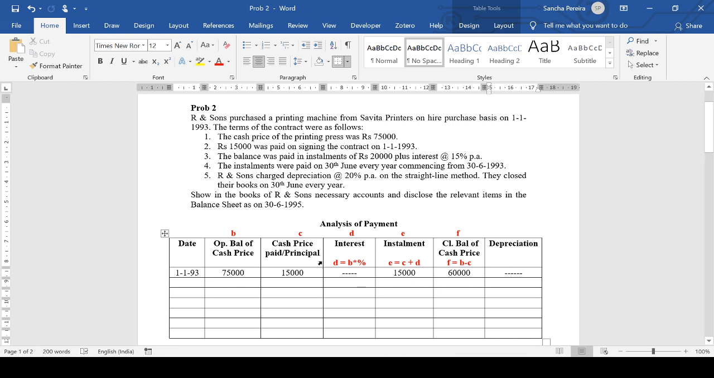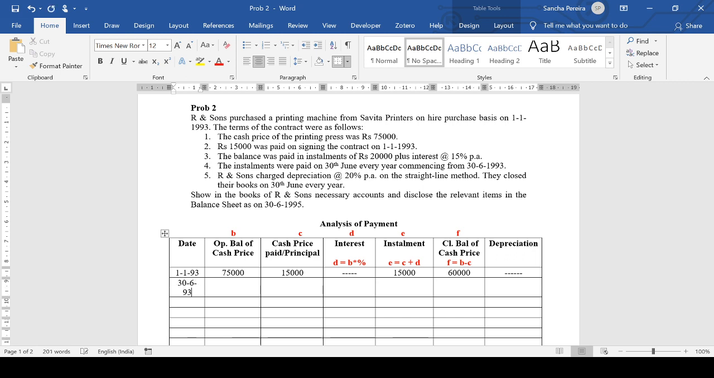Now the next entry happens for the payment of the installment. The installments were paid on 30th June every year commencing from 30th June 1993, and the firm also closes its books on 30th June every year. So this is also very important. Normally it would have been 31st December a year later, but here we bought the machine in the middle of the year because this firm follows the financial year 1st July to 30th June. So our next date will be 30th June 93.